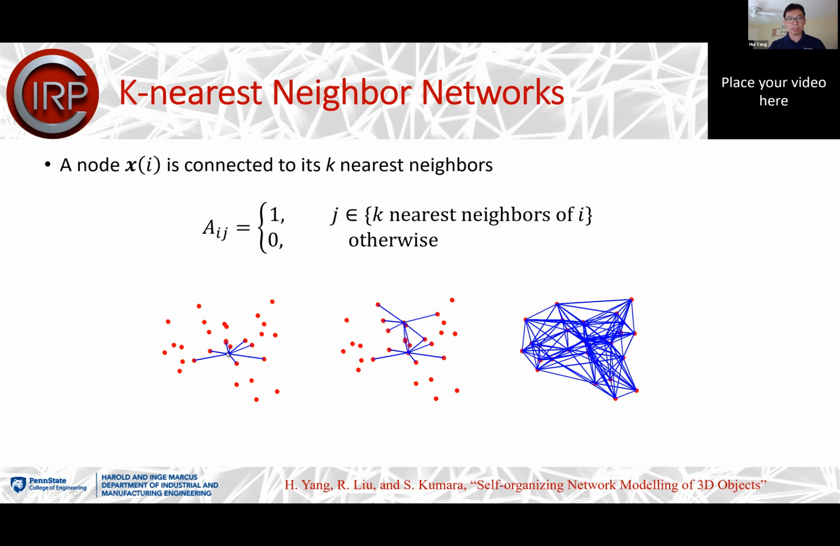For example, here is a node. We find its K nearest neighbors and then connect them. Then we shift to the next node and again find its K nearest neighbors. We have to find K neighbors; we are not fixing the neighborhood size or the radius. Then this will be the KNN network we constructed from this cloud of dots, or voxels.